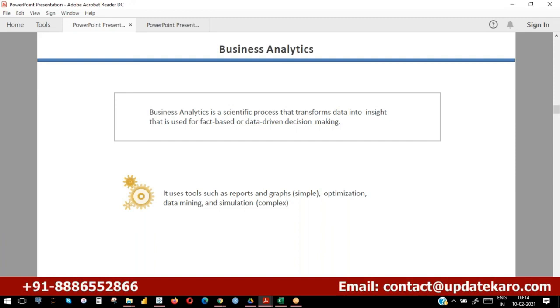So it uses tools such as reports, simple graphs, optimization, data mining, and simulation. So business analytics is all about using these tools like reports, graphs, data mining, simulations, and optimizations. All these things are done in business analytics.